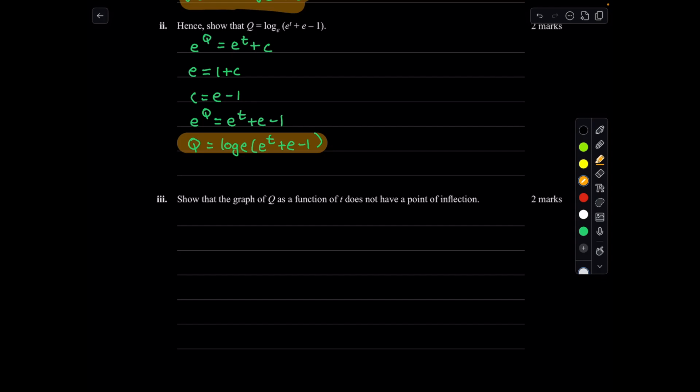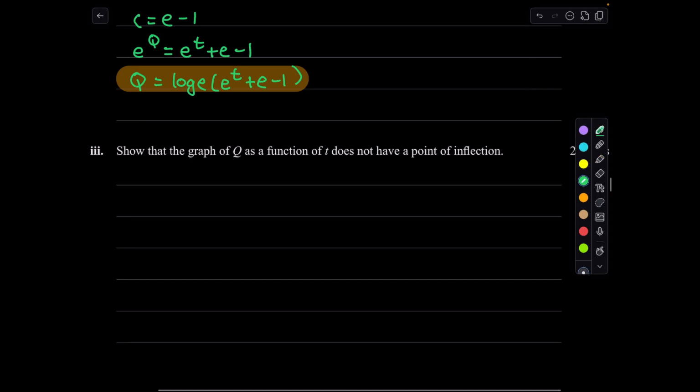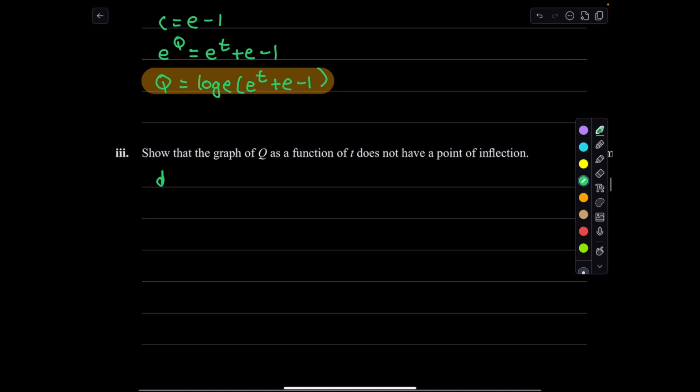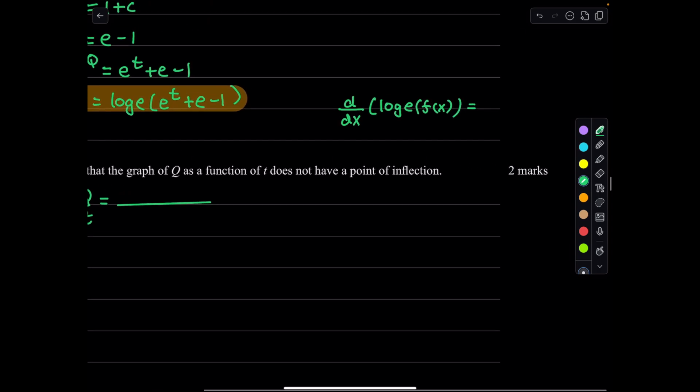So we know for something to have a point of inflection, the double derivative must equal 0 if there's solutions. Now, what I'm going to do is let's find the double derivative. So I'm going to derive it first, like dq/dt, which is in a log, it's really easy. Remember, when you derive logs, so d/dx of log e of a function, the derivative of it is just f dash of x over f of x.